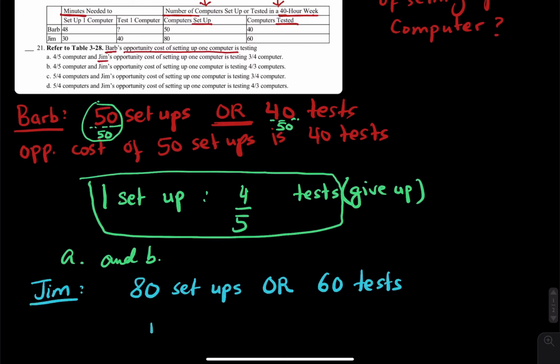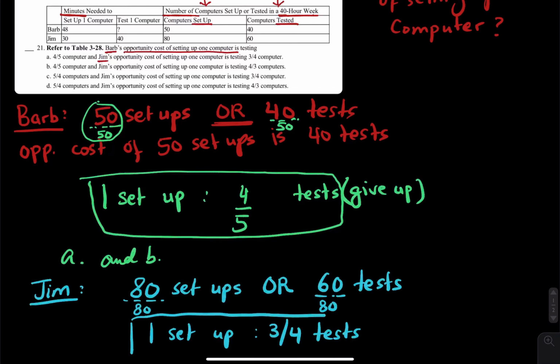So for one setup, Jim would have to give up... You divide each side by 80. And you get 3/4. So the answer is, for Jim, in order to do one setup, they would have to give up 3/4 of a test. So the answer is A. That's it.